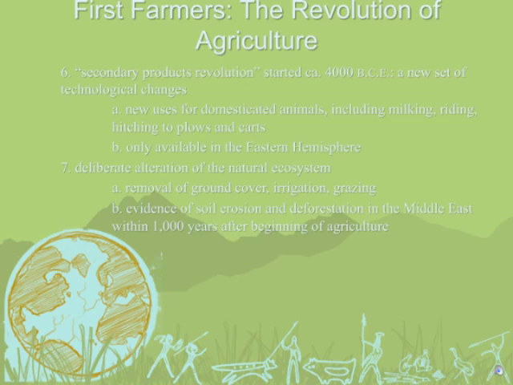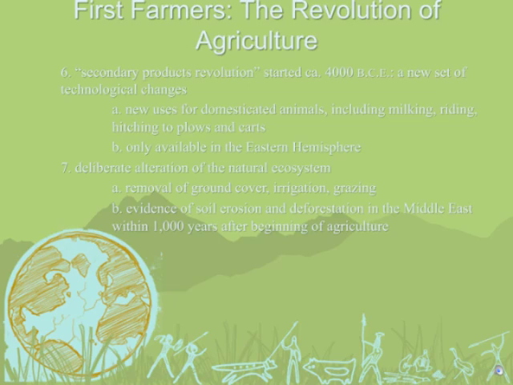All right, the secondary products revolution started around 4000 BCE. A new set of technological changes, as I just mentioned, in China: very sophisticated new uses for domesticated animals, including milking, riding, and hitching to plows and carts. We'll see that early on in China. This was only available in the Eastern Hemisphere, which has to do with the animals that were domesticated, as mentioned previously.